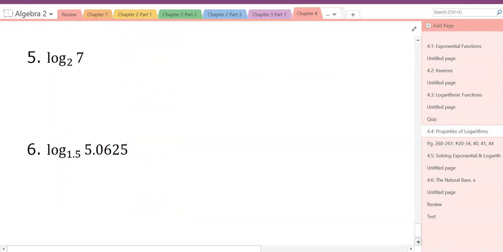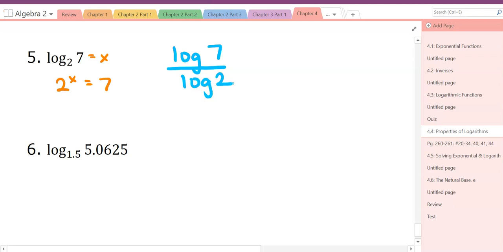These last two are when you need to use that final property I showed you up above. This is when you're going to actually want to use your log button. Because what I'm trying to do here is, if I set this equal to x, I'm trying to find 2 raised to some power to get to 7. Well, that's not going to come out to be a nice whole number. It's going to be a decimal of some sort, and I don't really know which decimal it's going to be. So I'm going to write this as log 7 over log 2, and then use my calculator to evaluate.